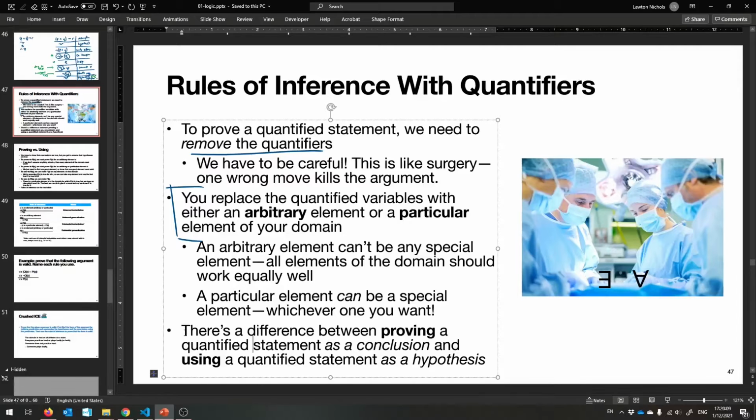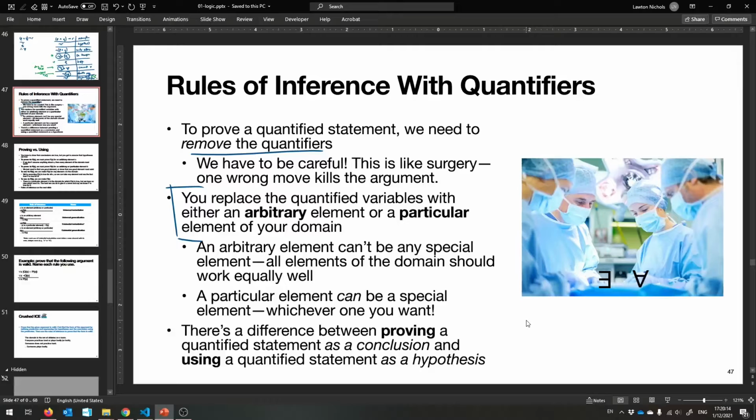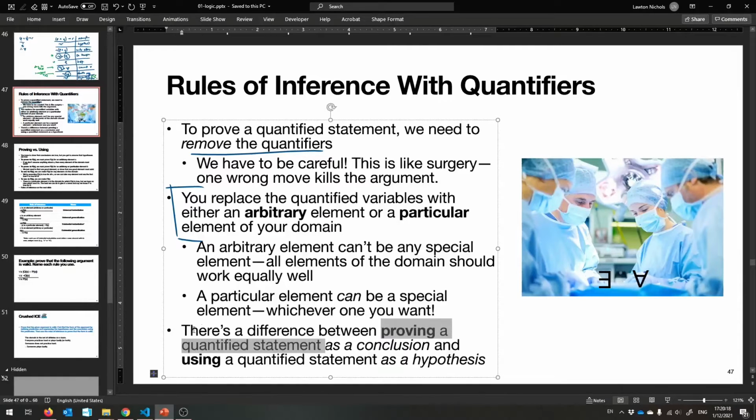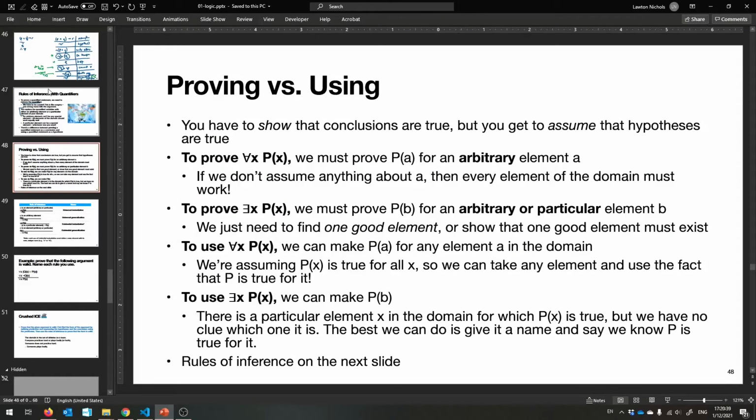And one last thing is there's a big difference between proving a quantified statement, like proving something that begins with a there exists or a for all. That's your conclusion. And using one of them as a hypothesis, like I'm assuming that for all x, p of x is true. Now I can use it to maybe prove something else. Okay, so there's a difference between those things, and I will clear that up right now.